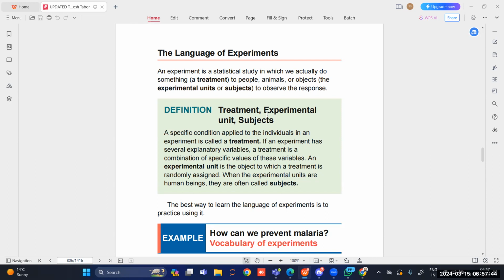When the experimental units are human beings, the experimental unit is the object to which a treatment is randomly assigned. It means when some treatment is given to a thing, it is called an experimental unit. And when an experimental unit is a human being, they are often called subjects. Is it clear, Zaid?